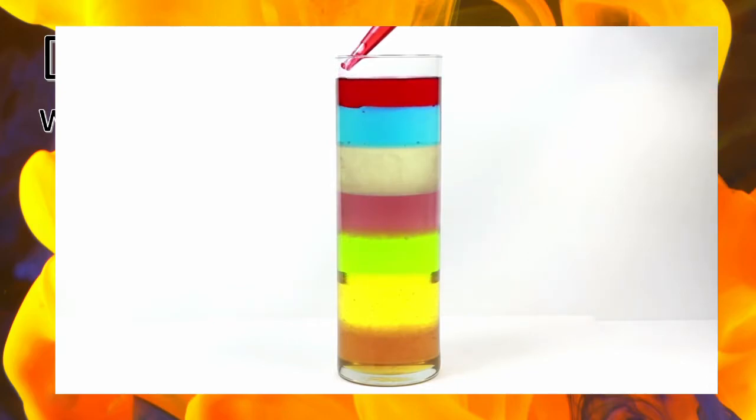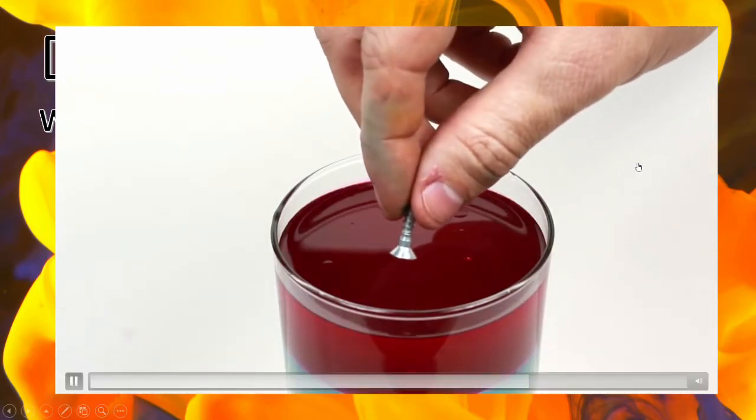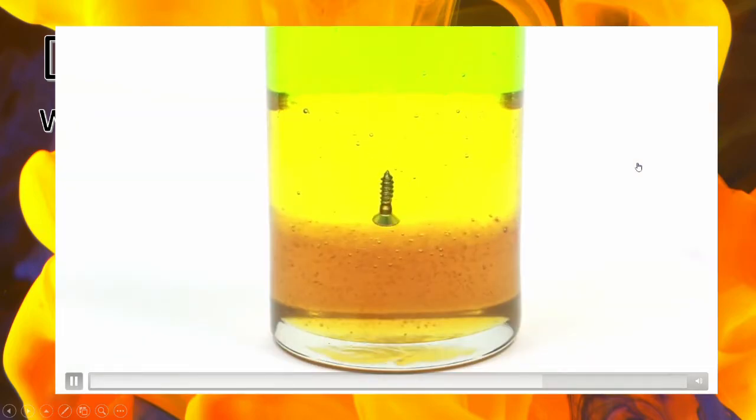Now, food coloring won't work with lamp oil because of its non-polar nature, so make sure to get some with coloration already added. Now that you have your density column already created, you can begin testing the density of objects by dropping them in and seeing where they end up. I started this process by testing a metal screw, which dropped all the way to the bottom of the honey layer.